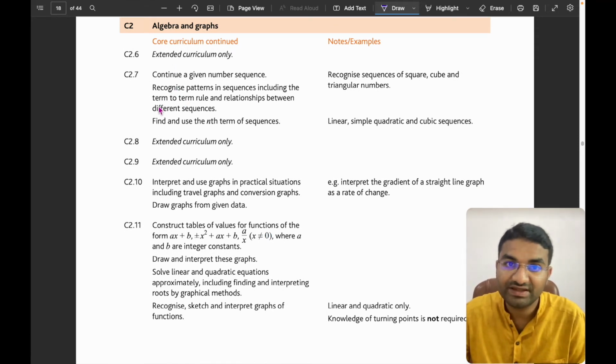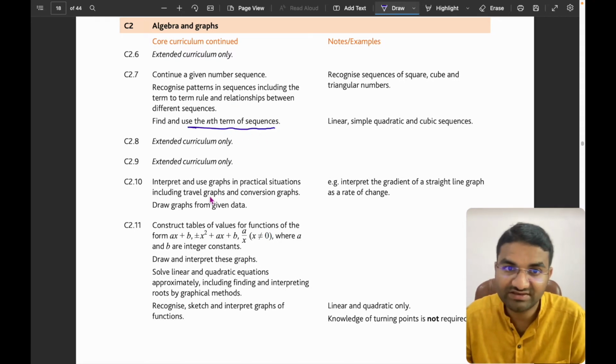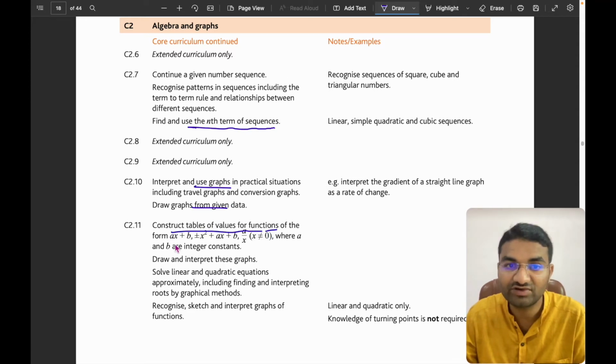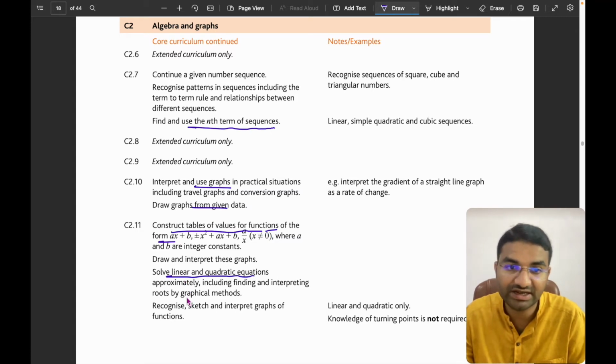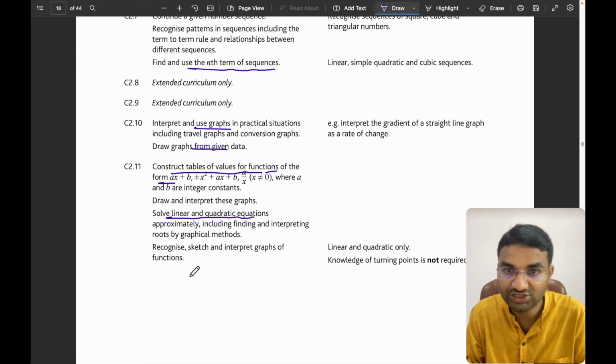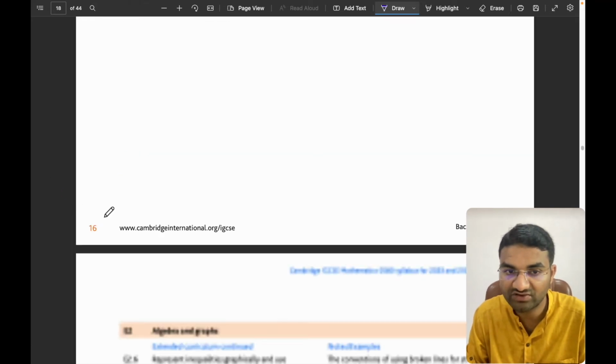Again here you have to find the nth term in a sequence, then interpret the graph. Construct the table for the function of a graph. Linear graph, quadratic graph. Solve the linear and quadratic graph and sketch them. So around 11 topics are there for the core student.